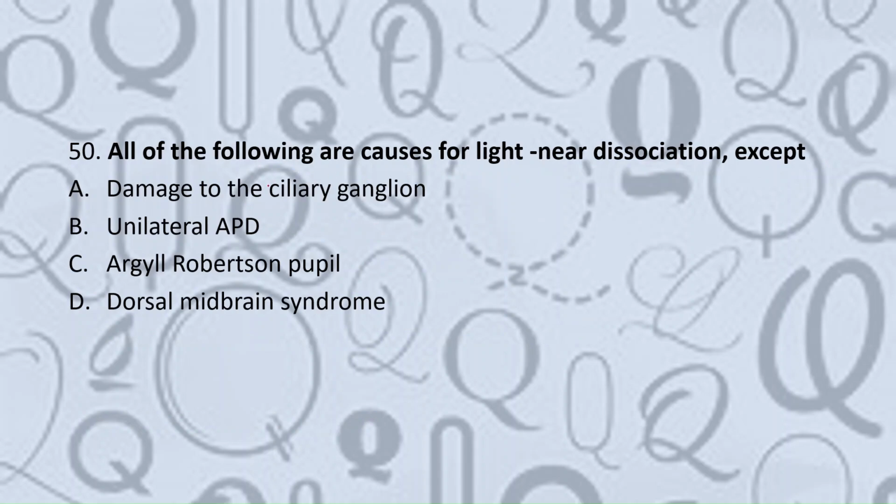All of the following are causes for light near dissociation except. Again we have discussed all this. So the answer here would be unilateral RAPD. Okay, so why do we say that?